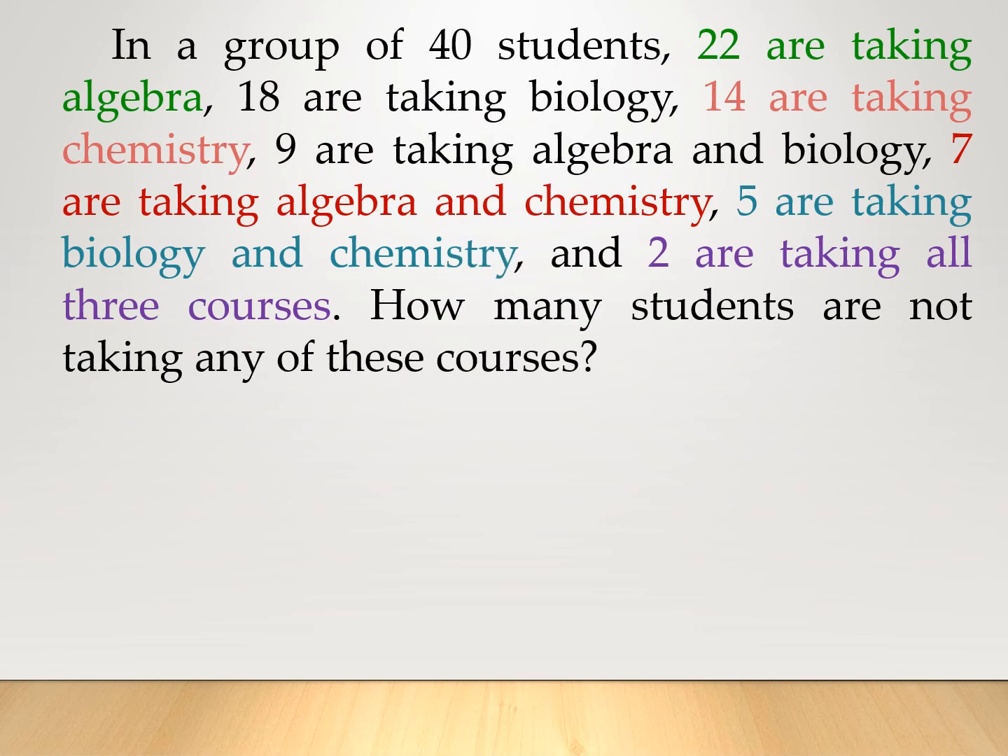In a group of 40 students, 22 are taking algebra, 18 are taking biology, 14 are taking chemistry, 9 are taking algebra and biology, 7 are taking algebra and chemistry, 5 are taking biology and chemistry, and 2 are taking all 3 courses. How many students are not taking any of these courses?